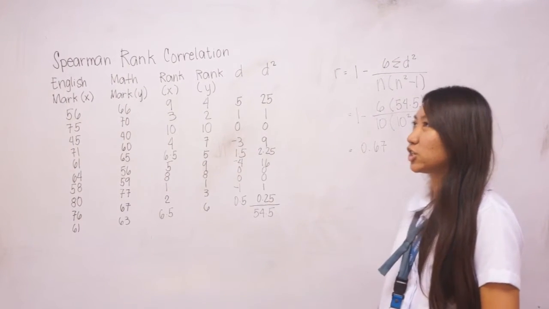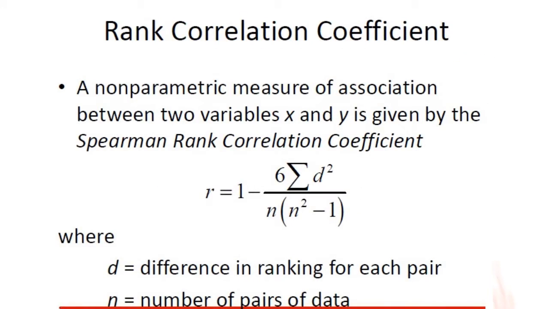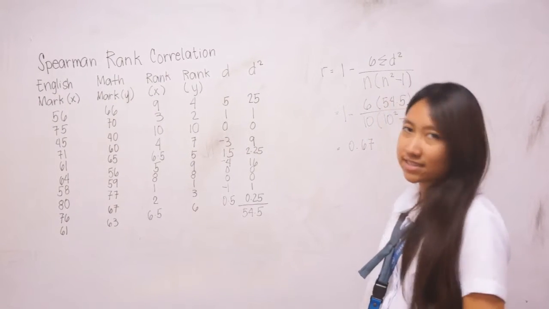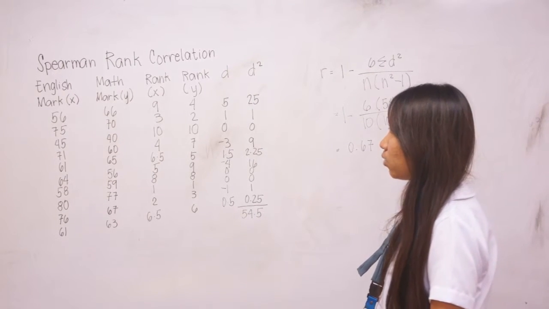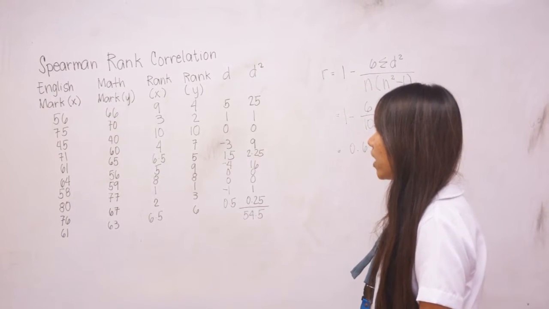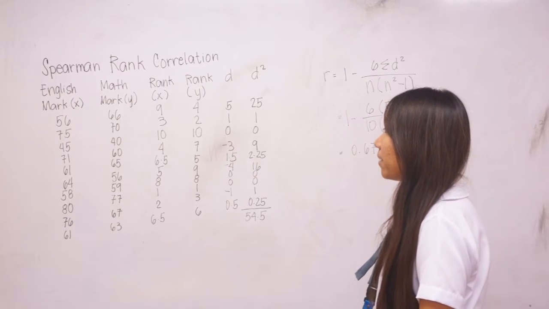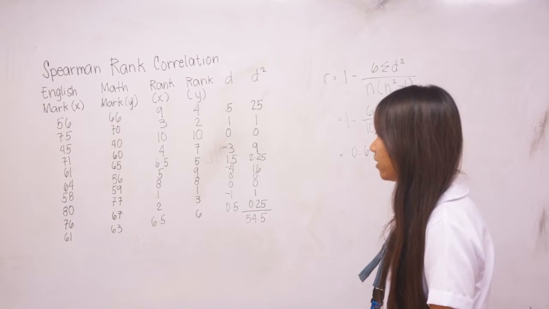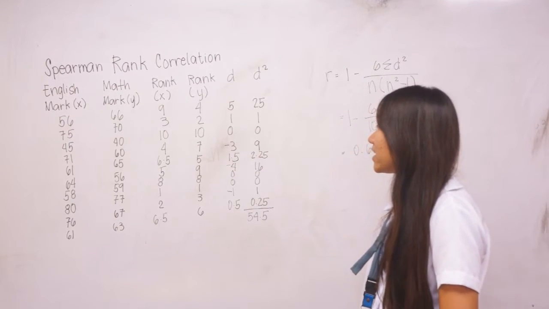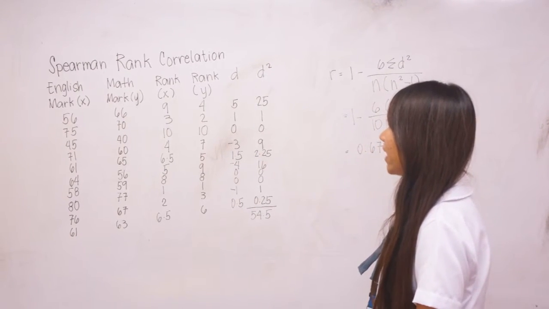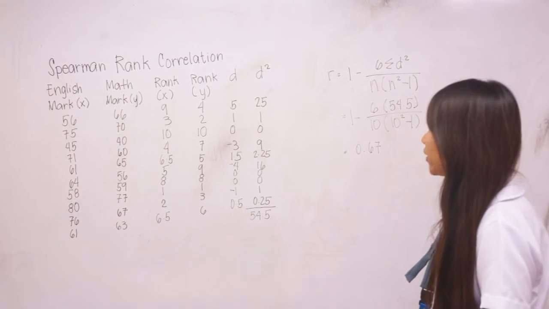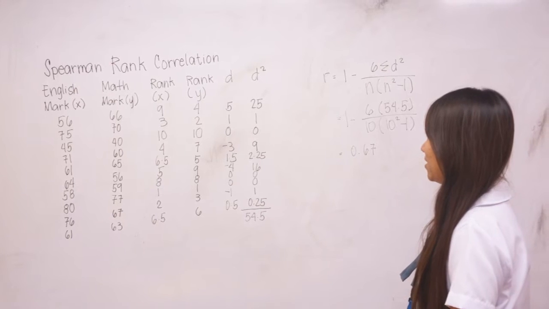Spearman rank correlation is a non-parametric measure of association between the x element and the y element. Given is the English mark as the x element and the math mark as the y element. We can get the rank of x and y by using 10 as the lowest and 1 as the highest. D is the difference between the rank of the x and y elements. D squared is the square of the difference of the x and y elements.